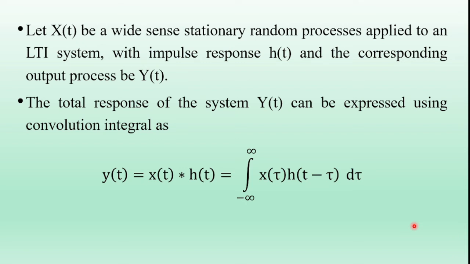Using the convolution integral, the output of the system is y of t equals the integral from minus infinity to infinity of x of tau h of t minus tau d tau. But the convolution operation satisfies the commutative law, that is y of t is equal to h of t convolution x of t. So the convolution integral is the integral from minus infinity to infinity of h of tau into x of t minus tau d tau. So this is the introduction to linear systems with random inputs.